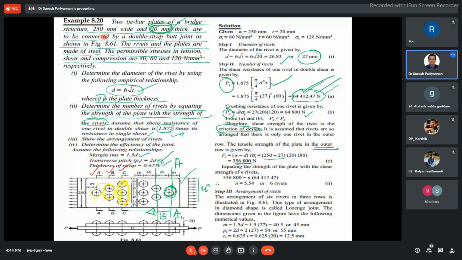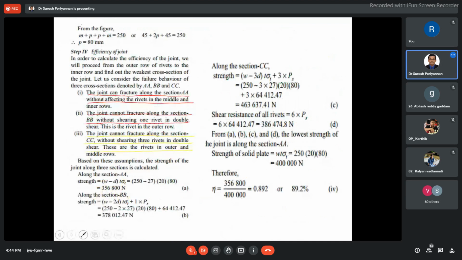Okay, are you clear now? Any doubts? This is 400 kilonewton, and finally this is the efficiency of our joint. I thought we found it on the earlier page. W times T times sigma T: we know W is 250 mm, we know the thickness, and we know sigma T. This is for the solid plate. Then this is the efficiency of the joint. This is very simple. When you go through the video, you can get more clarity.